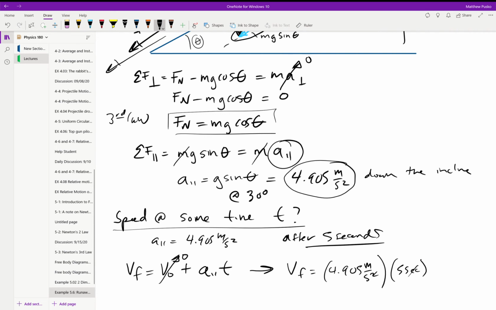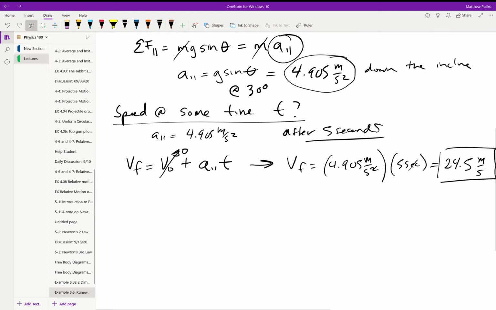Seconds, and one of those seconds will cancel, and we'll end up with a velocity in meters per second: 4.905 times 5, and I get a velocity of 24.5, rounding up, meters per second. Alright, well, what if we wanted to know how far it went? Or its position down the incline after some time t.